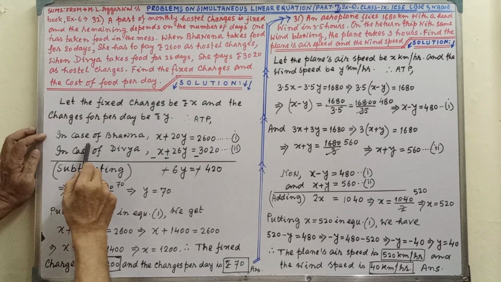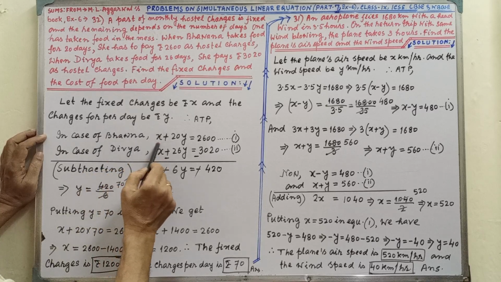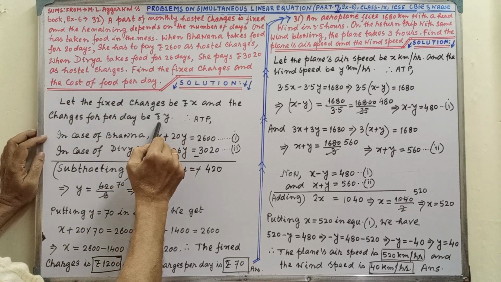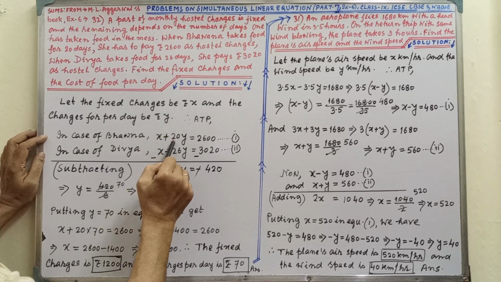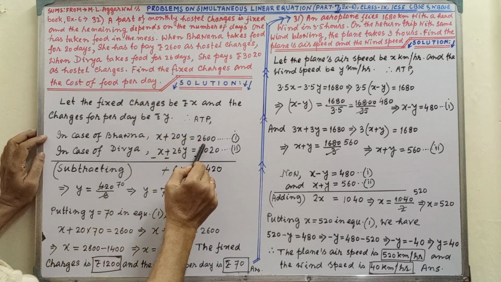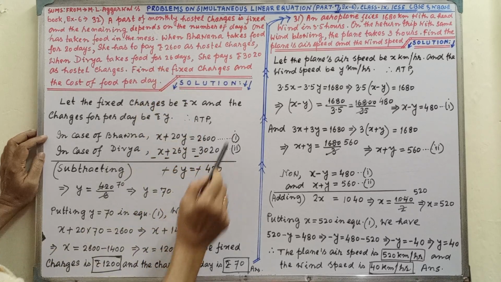2600. In the case of Bhavna, the fixed charge is x, and for 20 days the per day charge y gives 20y, and the total is 2600. This is denoted by 1.